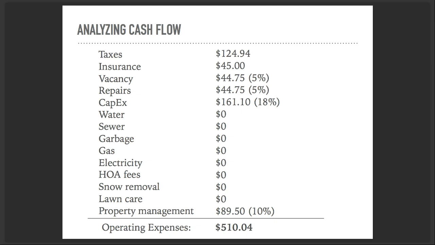And so we've done the math at BiggerPockets and figured out that typically a single family house has between $100 and $200 a month in capital expenditures. Now, if your house is beautiful, 100% fixed up, maybe you can keep this a whole lot lower. But this property is an older property, and so I'm going to keep it right here at $161. Finally, we've got property management, 10% of rent, $89 a month. So our total operating expenses are $510.